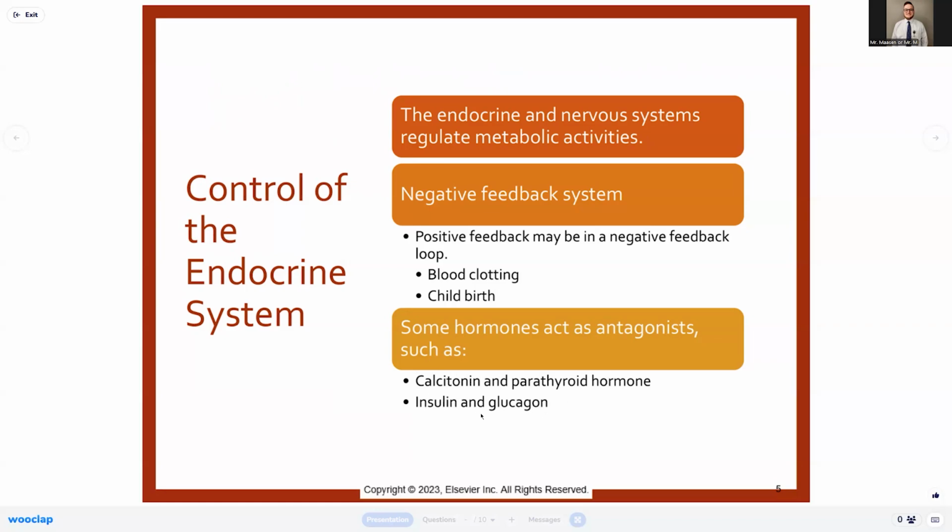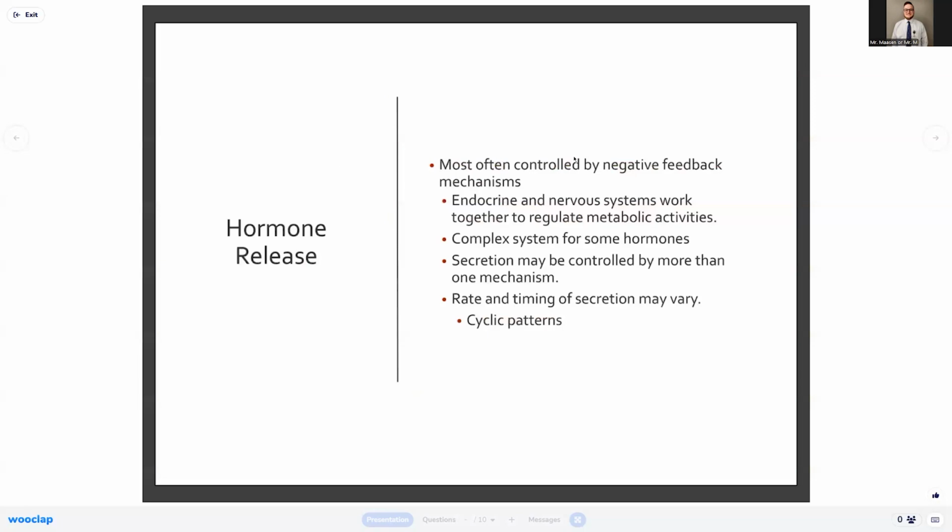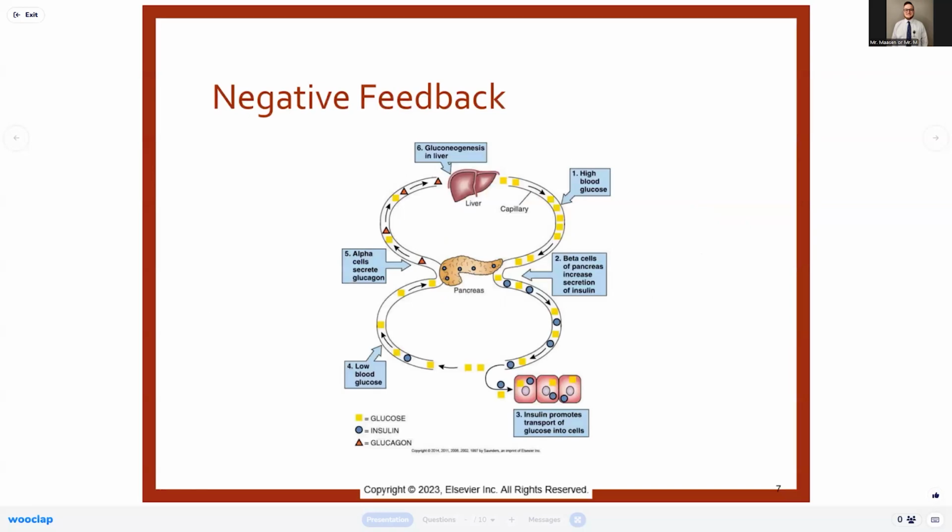Insulin and glucagon, both released by the pancreas. Insulin tries to lower blood levels of glucose. Glucagon tries to raise them. So it's a homeostatic balancing act. Again, most often hormones are controlled by negative feedback. Endocrine and nervous system work together in this. It's usually in a cyclical, like a cycle pattern.